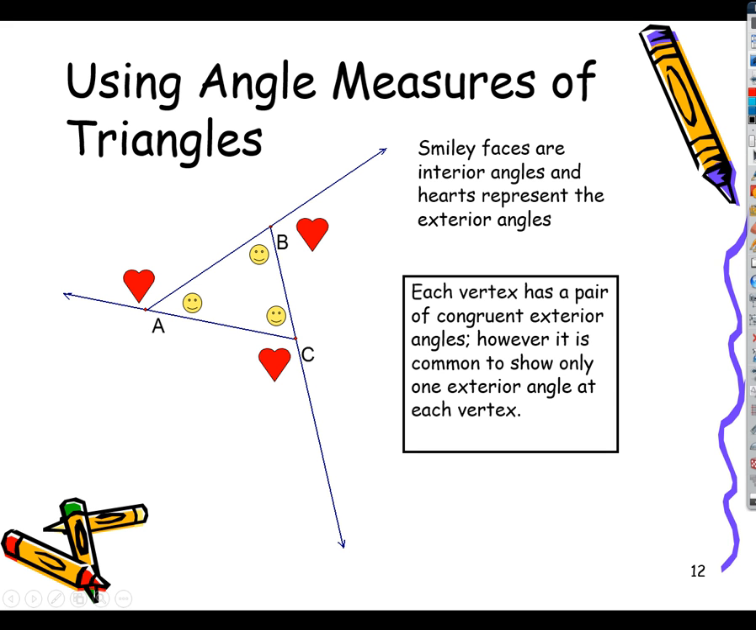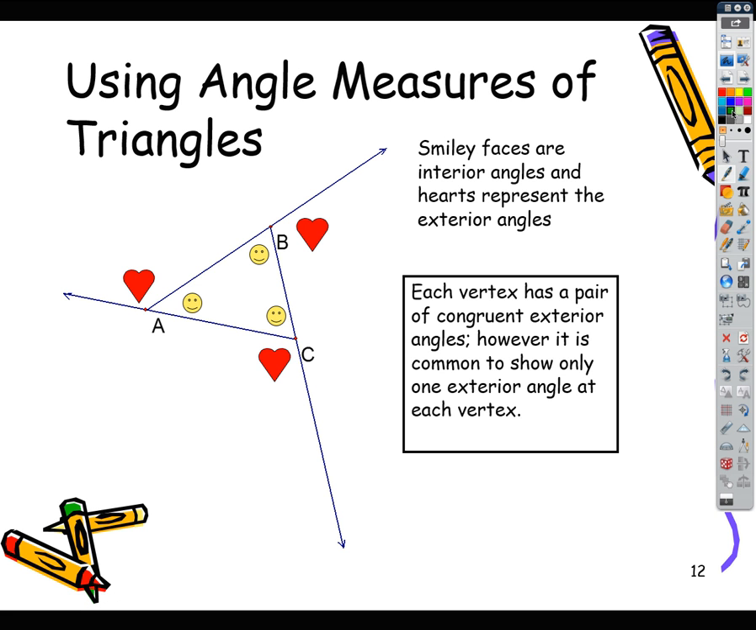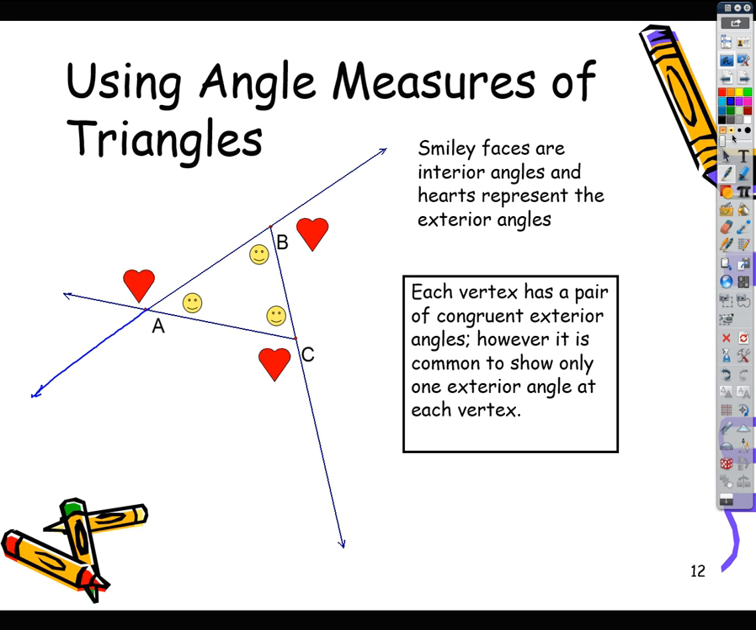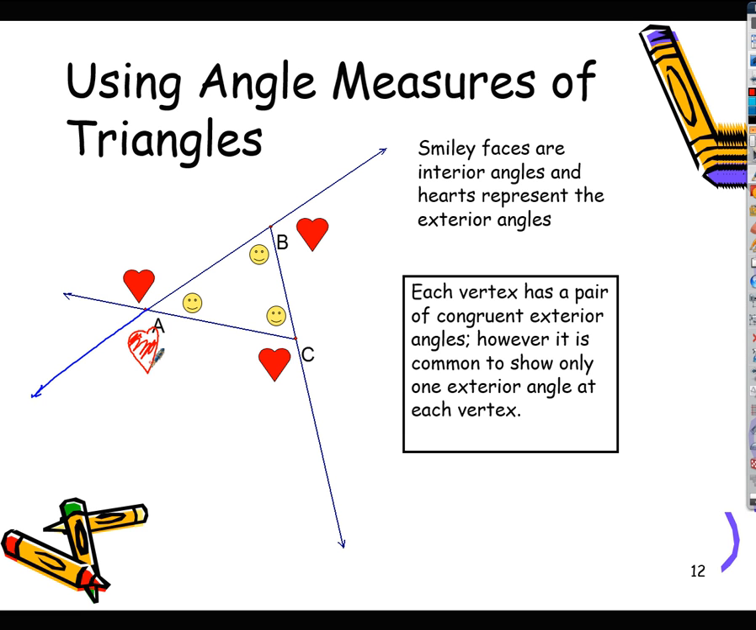Because if I want to create an exterior angle at vertex A, I could also use this side to do it, couldn't I? I could take side AB and extend it off in that direction and create an exterior angle there, right? Now, what can you tell me about those two exterior angles?